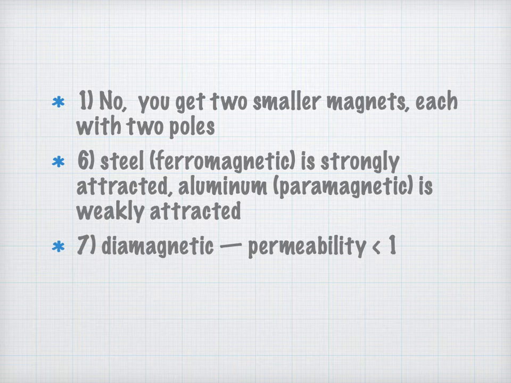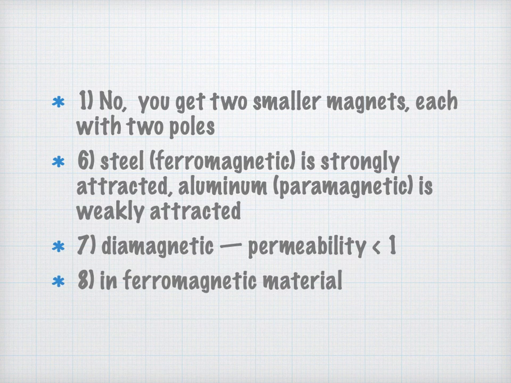So you have these 3 types of materials, which then leads you to question number 8. If you want a strong magnetic field, in what kind of material should you generate the field? And the answer, of course, is a ferromagnetic material, because ferromagnetic materials are very magnetic. So if you want a strong magnetic field, you want to use a ferromagnetic material to do that.